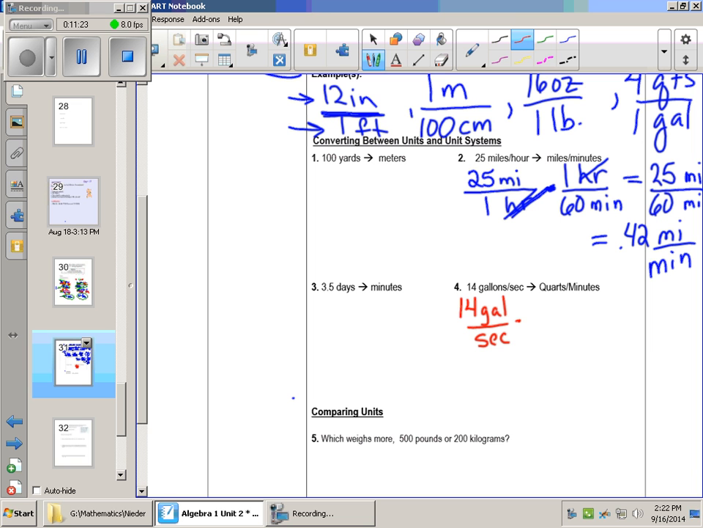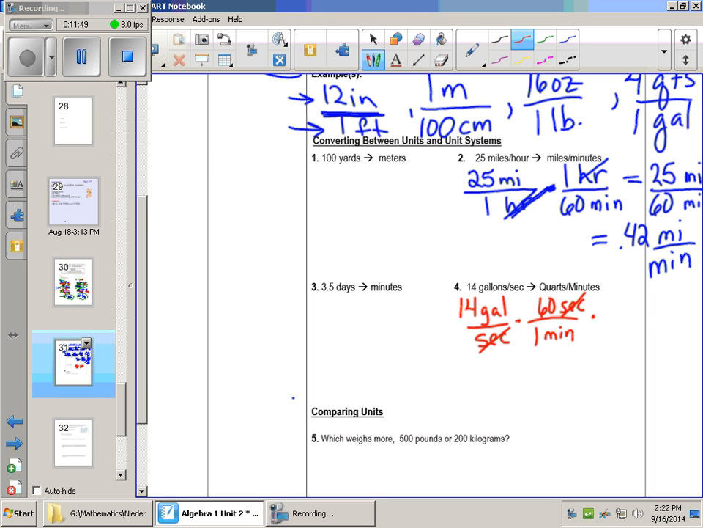Well, where do I put the 60 seconds, on top or bottom? Well, I want seconds to cancel, so that means it needs to be on top. So there are 60 seconds in 1 minute. Seconds cancel. So now I'm in minutes. I'm in gallons per minute, to be exact. But I don't want gallons, I want quarts. So look up top, what do we say is the relationship between gallons and quarts? Well, we said there were 4 quarts in a gallon.